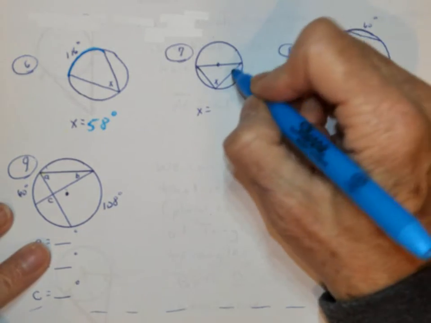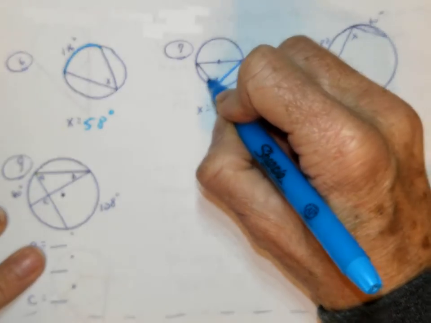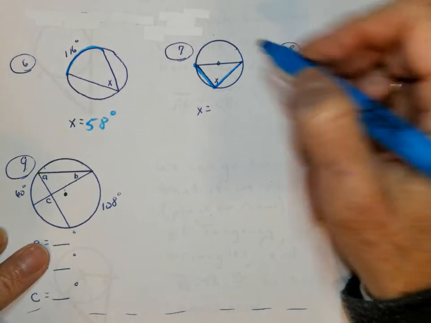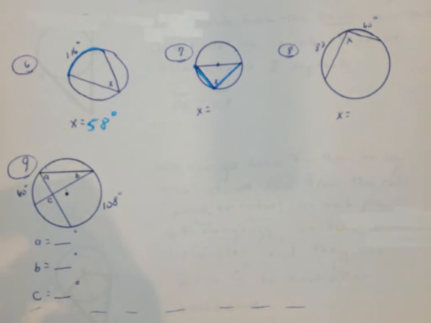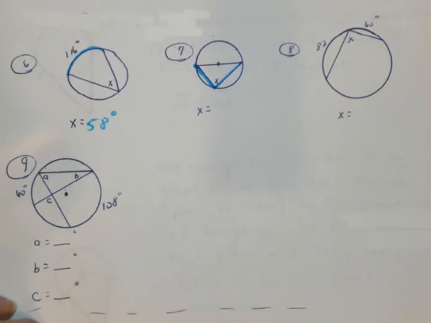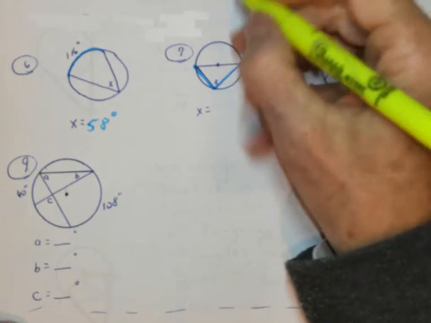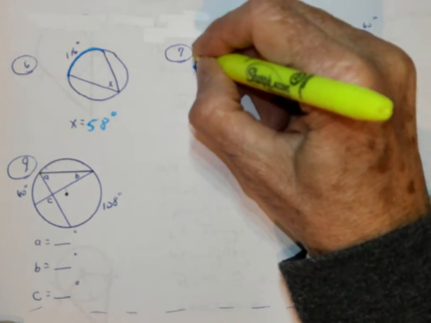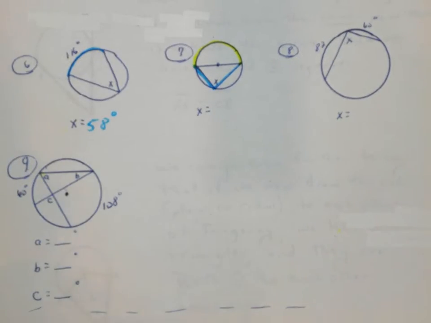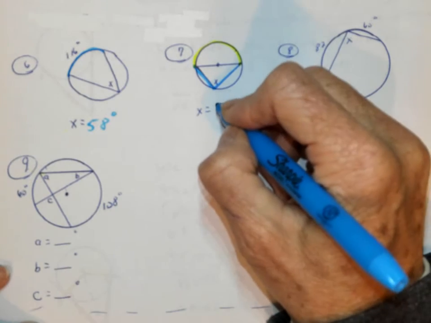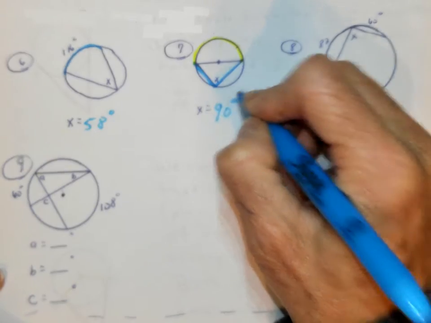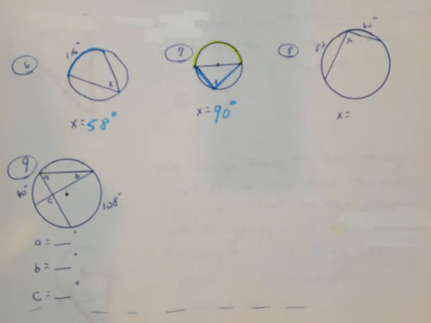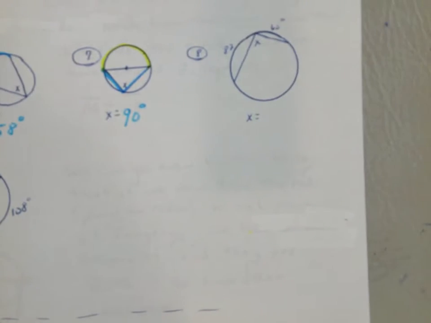Now, here we have an inscribed angle as well. This is an inscribed angle. It just happens to intersect a diagonal, which is half the circle. Well, this is half the circle. So X will be half of 180 degrees, so we have a 90-degree angle. We have a right triangle right there. Okay, so don't forget that. Okay. So let's take a look at number 8.